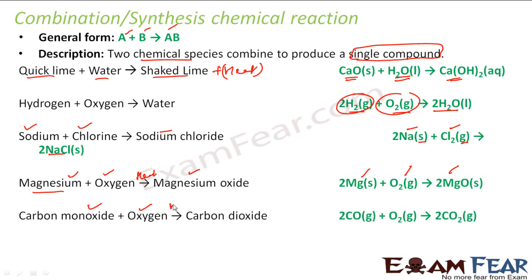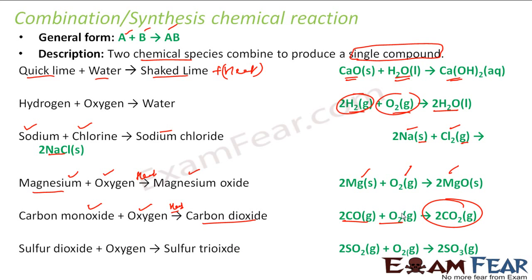You have carbon monoxide and you have oxygen. You again heat this, so you get carbon dioxide. So that's again a combination reaction because you have two reactants and you got a single product as an output.